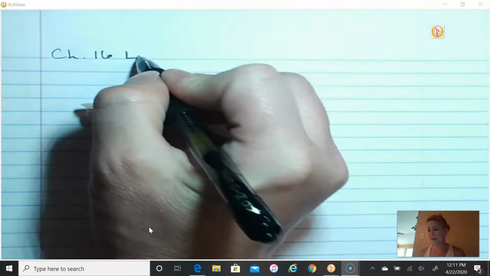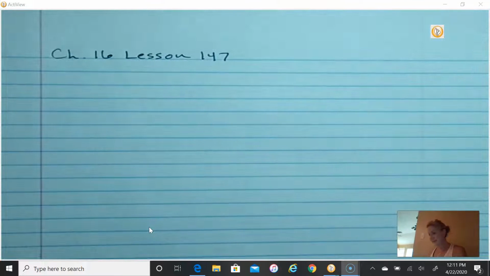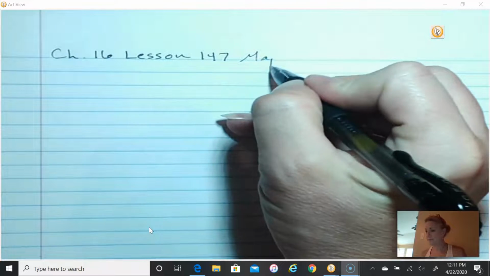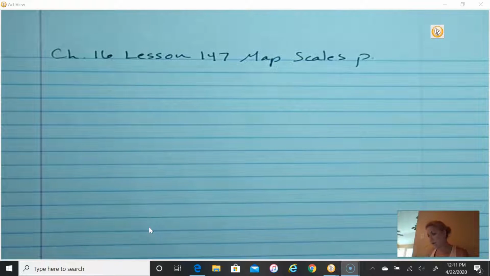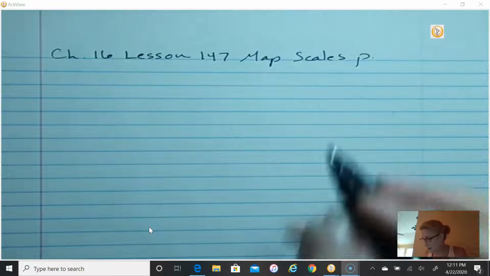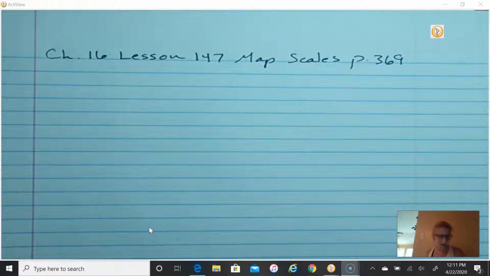All right, so today you're doing chapter 16, lesson 147, and this is map scales. Page 369. All right, here we go. Okay, so this is not going to be so bad. What you're going to do is I'm going to show you this picture.